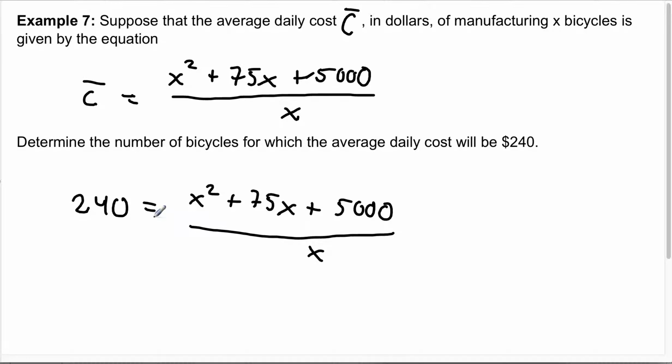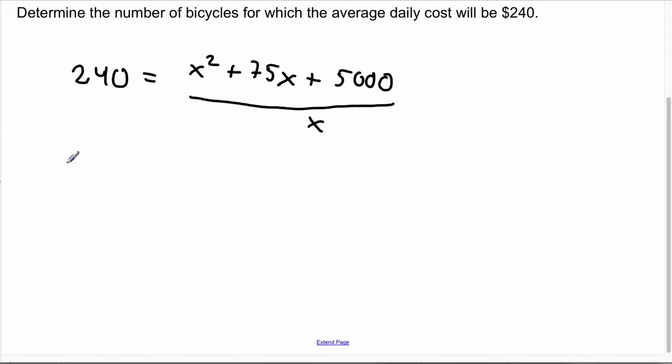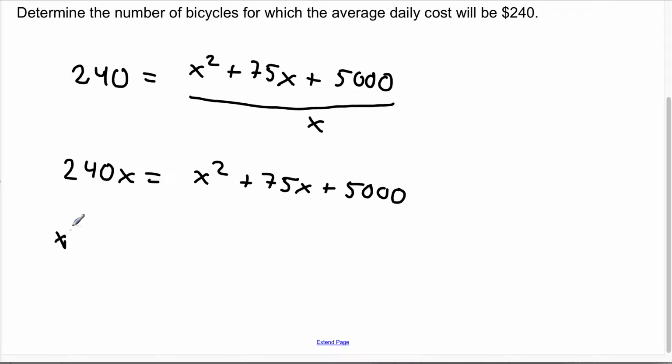So we actually have a fraction equal to another fraction. So we want to cross multiply. So we get 240x equals x squared plus 75x plus 5,000. Set it to zero. So then x squared, what's 75 minus 240? Negative 165x plus 5,000 equals zero. So we're looking for two numbers that multiply to give us 5,000 and add to give us 165. Hesitant about doing it, but I'm trying to think if there's a simpler way.